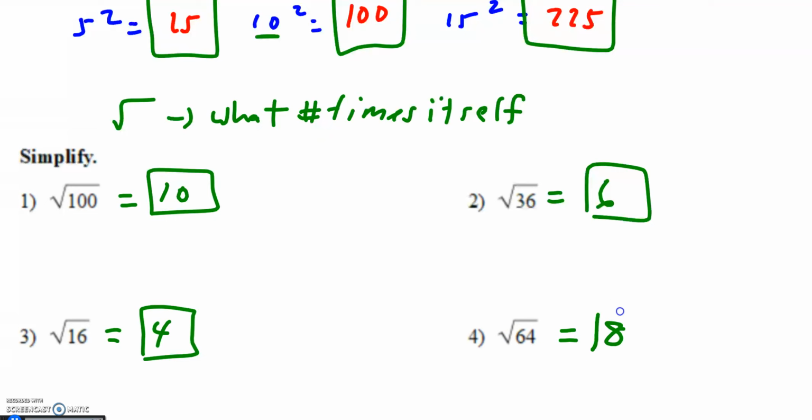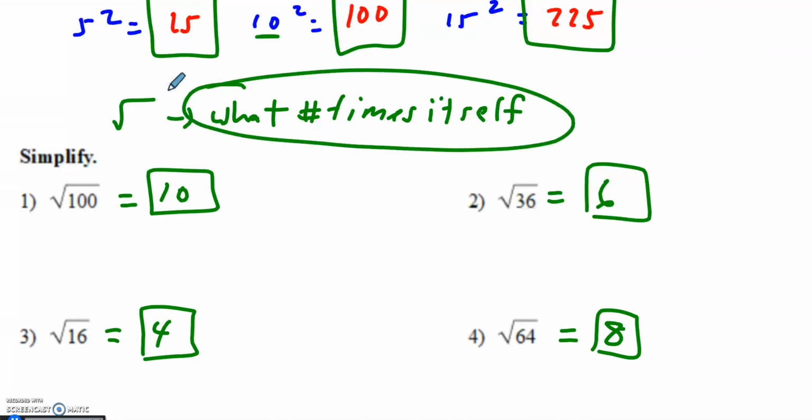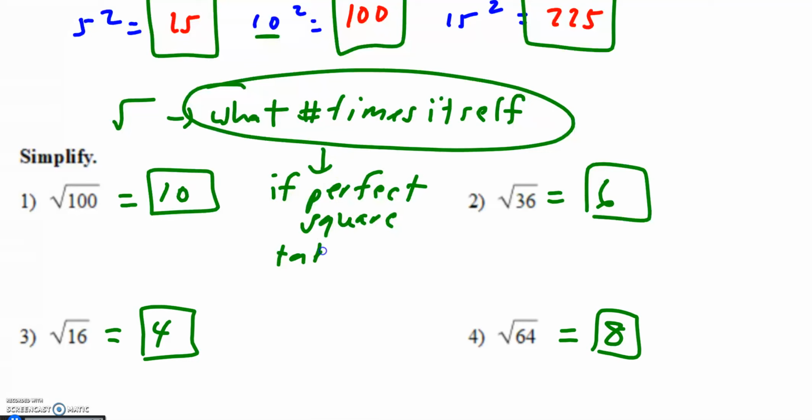That would be 8. So when you see the square root symbol, ask yourself what number times itself makes this number under here true. And if you do have a perfect square, you completely can take the radical off of the number. So I'm going to write that down too. If you have a perfect square, you can take the radical off the number. Or even to be more specific, you can take the radical off the final answer.